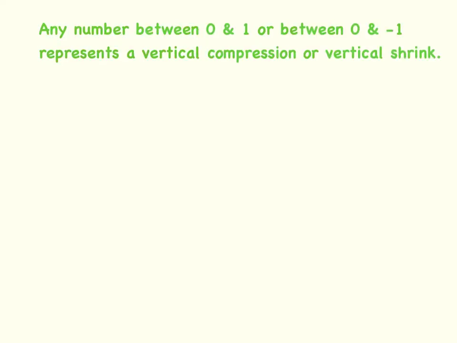Any number between 0 and 1 or between 0 and -1 represents a vertical compression or vertical shrink. Those terms are used interchangeably. Now let's look at some examples. We could say 1/2 of x squared.